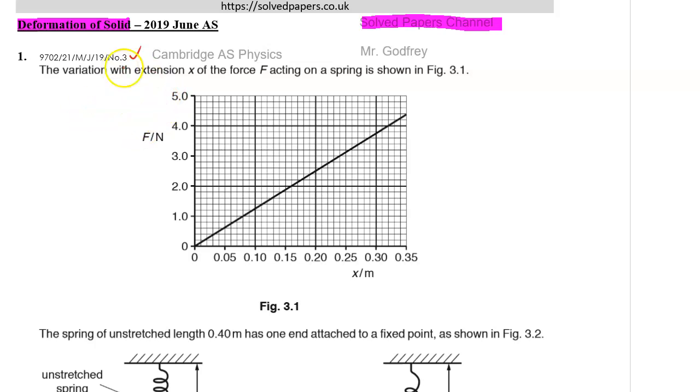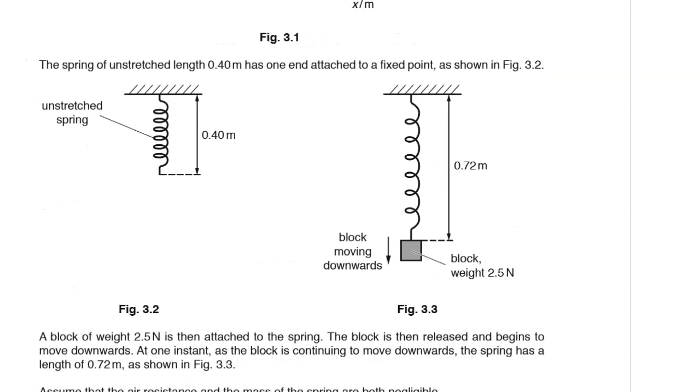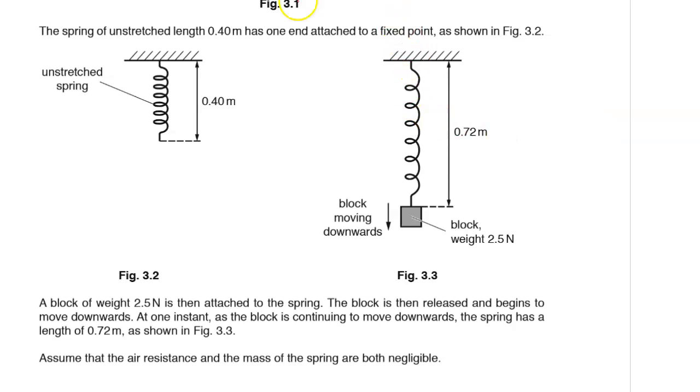Number 1, on deformation of solids. The variation with extension x of force F acting on a spring is shown. Force is on the y-axis. Extension, given in meters, is on the x-axis. We are told the spring of unstretched length 0.4 meters has one end attached to a fixed point, as shown in fig 3.2.